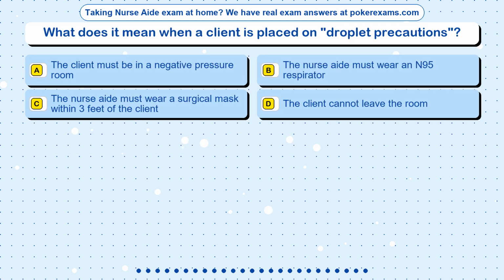Question 13. What does it mean when a client is placed on droplet precautions? Option A. The client must be in a negative pressure room. Option B. The nurse aide must wear an N95 respirator. Option C. The nurse aide must wear a surgical mask within 3 feet of the client. Option D. The client cannot leave the room.